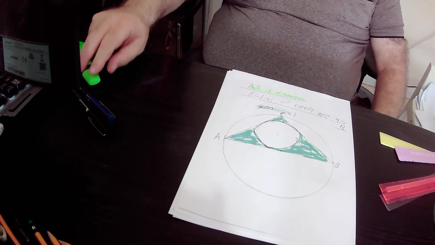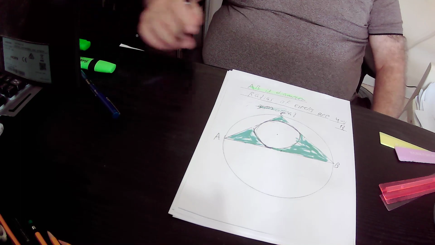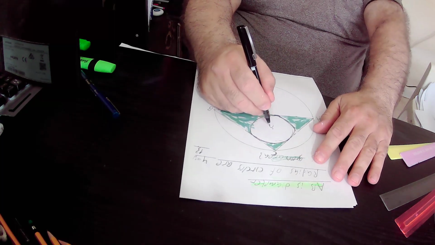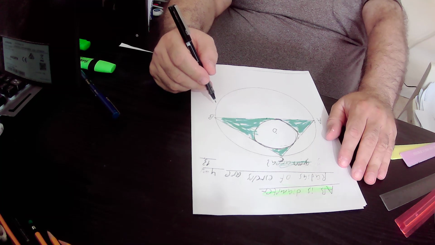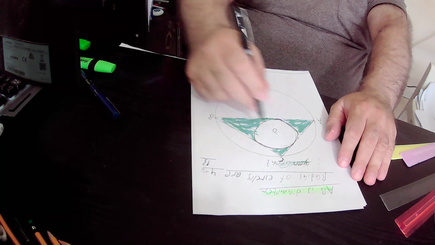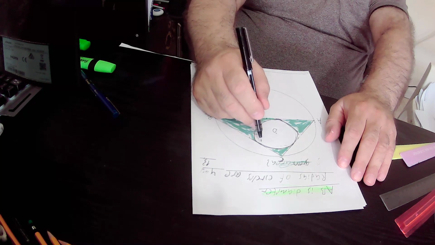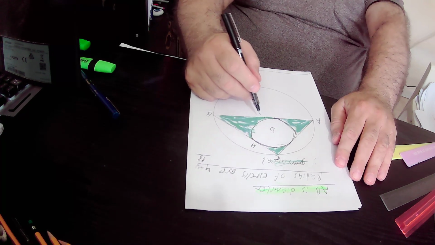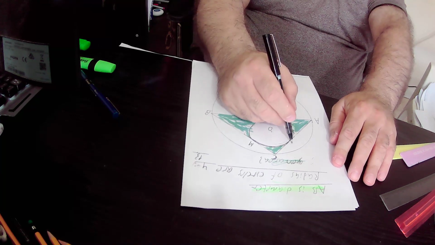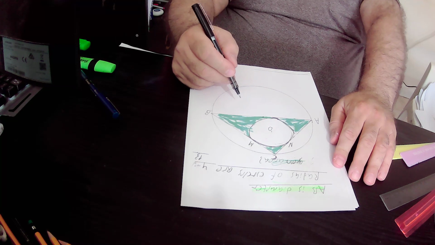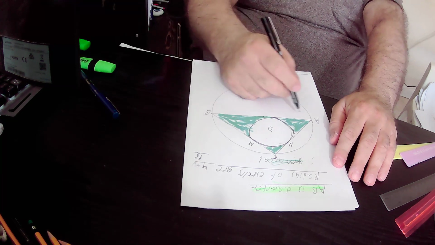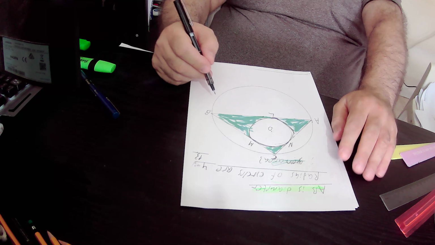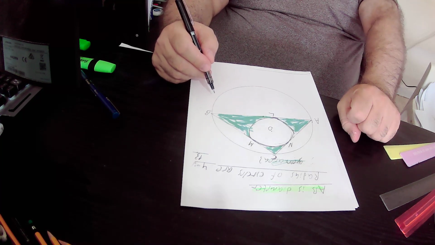Okay, so first of all, we define the center of the small circle as O. And we also define the point of tangency of tangent CB with the small circle as M. We will define the point of tangency of tangent AC with the small circle as N. And we will define the point of tangency of tangent AB with the small circle as L.